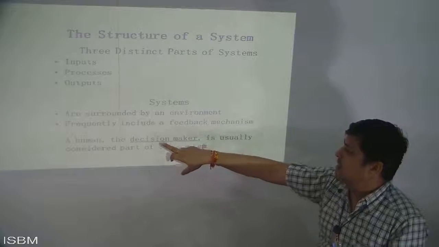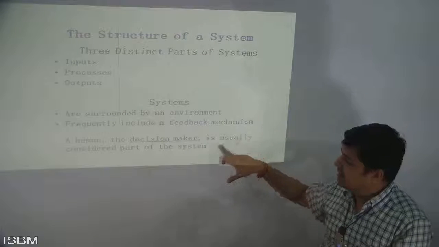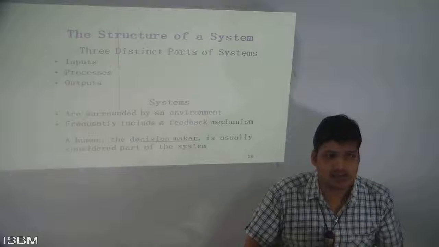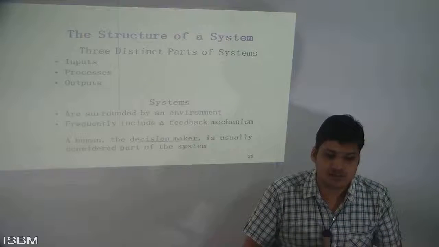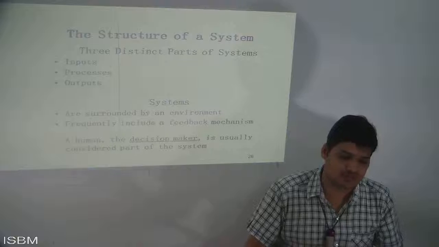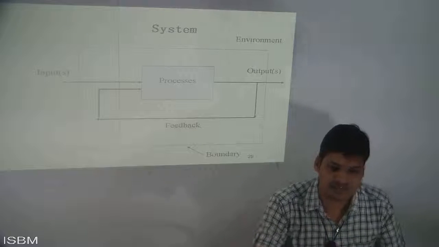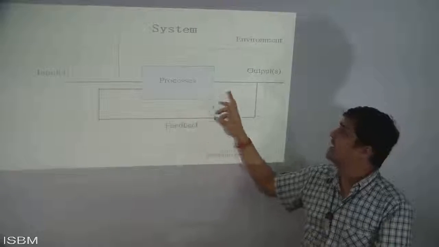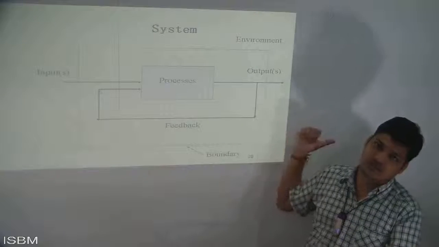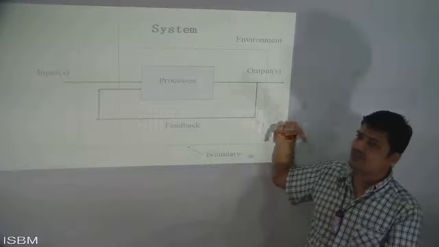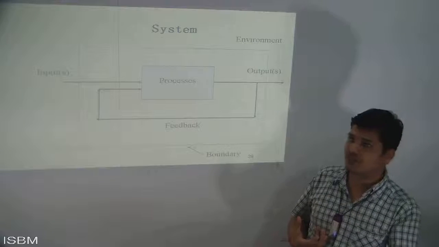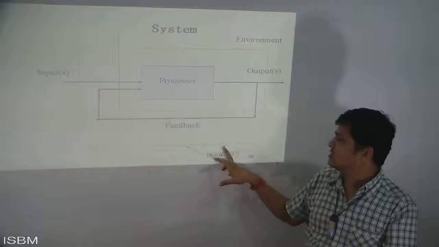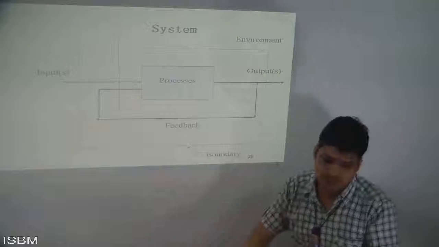A human, the decision maker, is usually considered part of the system. I told you that the human being, or the people, are a decision maker and also part of the system. Here we have the system, the environment, input, process and output, and here you will see the feedback. If the feedback is good, then you will get a good product. Otherwise, if they found some issue, the cycle repeats again like this. So this is the boundary of the system.